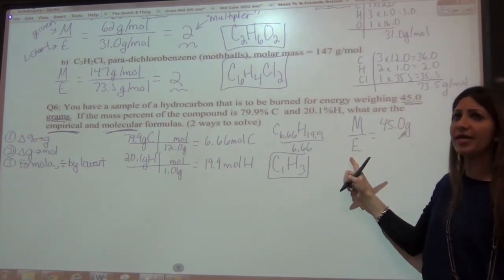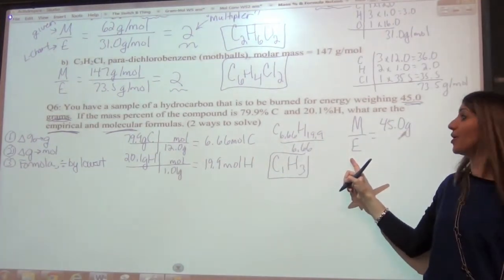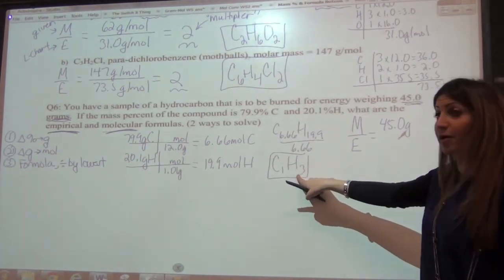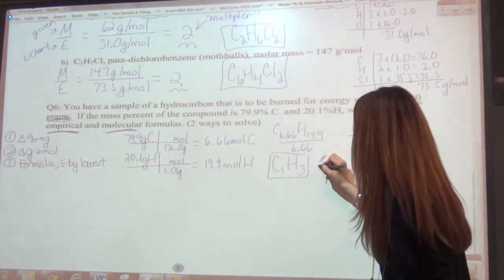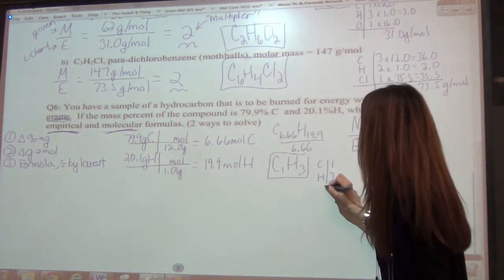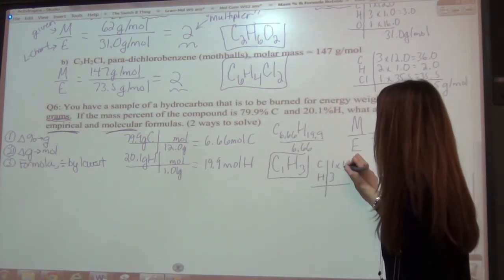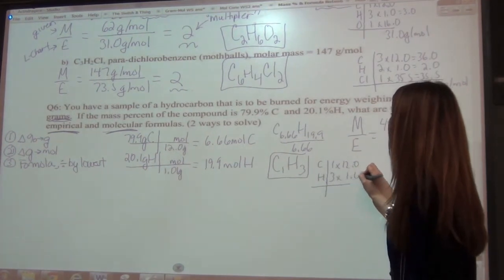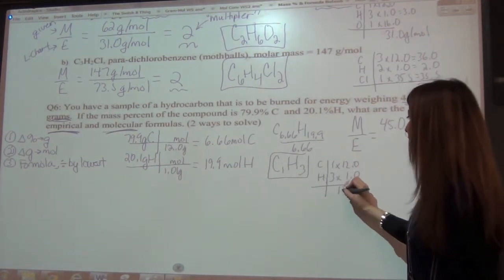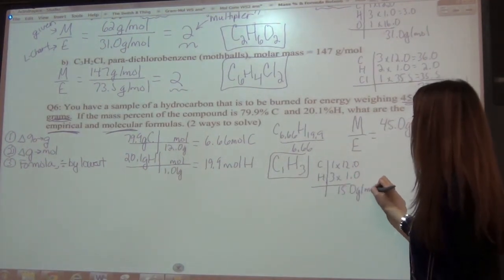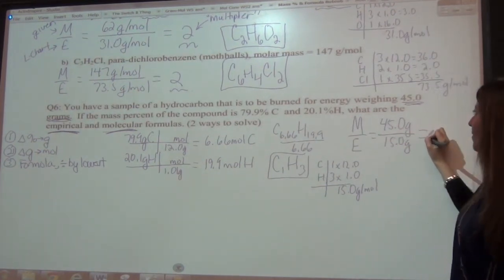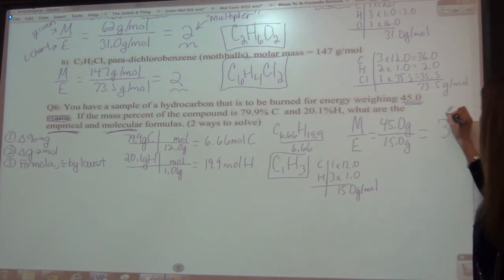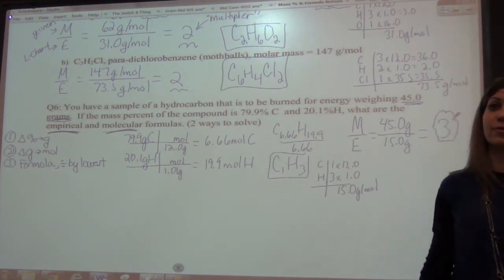How do you find your E? You need to use an L chart. So we're going to L chart our empirical. So that E is for empirical. And if I L chart this, I have C1H3. So carbon's 12 and hydrogen is 1.0. So that gives me a total of 15 grams per mole. So I'm going to divide this by 15, and what's my multiplier? 3. Again, you should get a whole number when you do this.